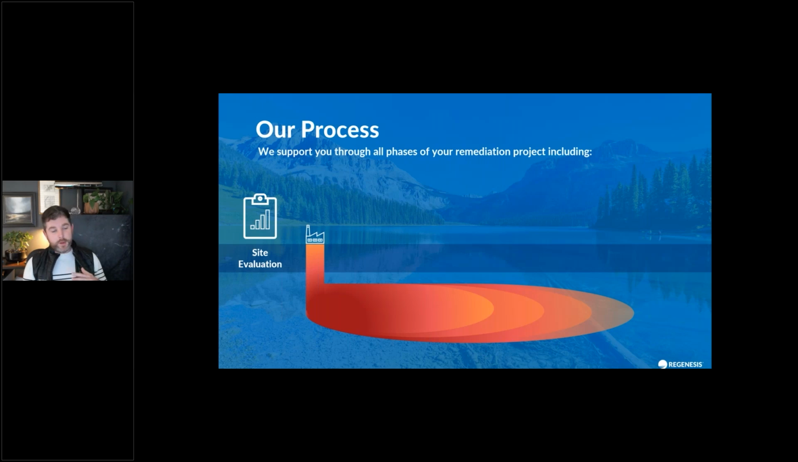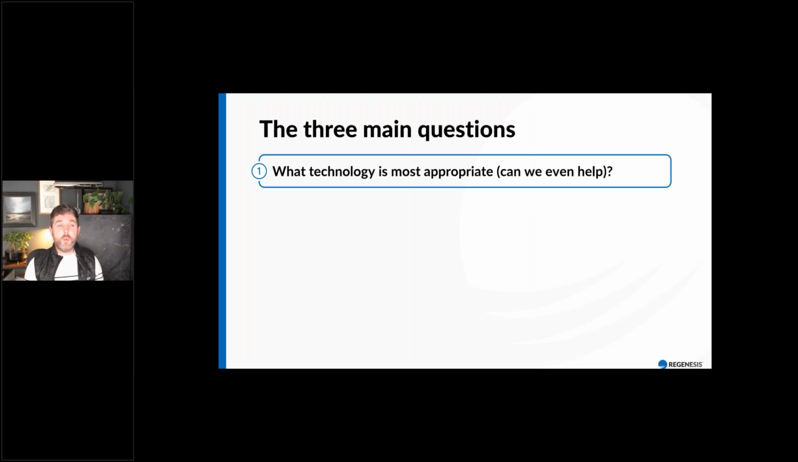But when that site first lands on our desk, we have three main questions that we need to ask. The first is, what technology is going to be most appropriate? There's lots of different ways that you can remediate sites that are impacted with petroleum hydrocarbons and chlorinated solvents. So which is the most appropriate technology that we can reach for? And also, can we even help? We're very comfortable about saying no if we don't think that our solution is appropriate for your site. So we will highlight that pretty early on in this process if we don't think that we're going to be able to help you guys out.